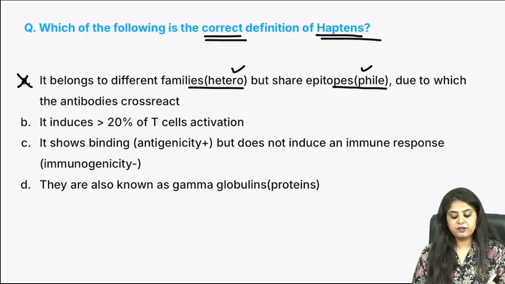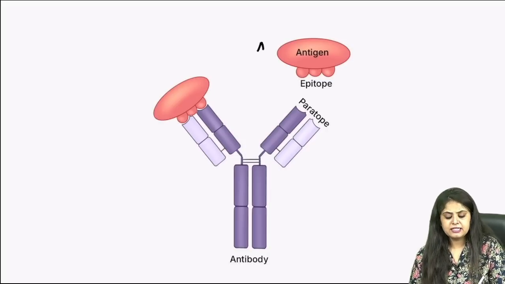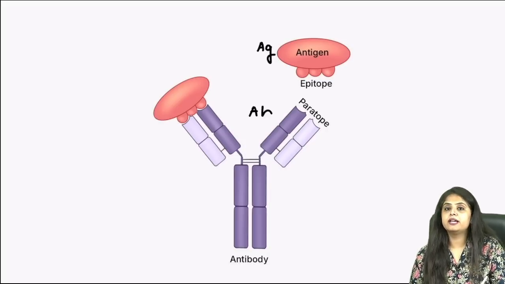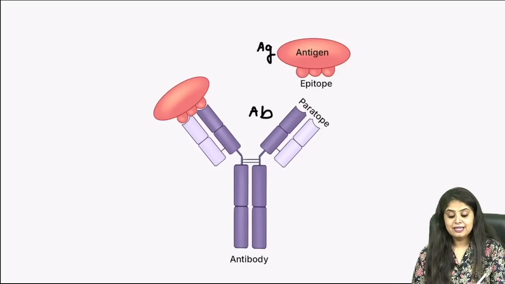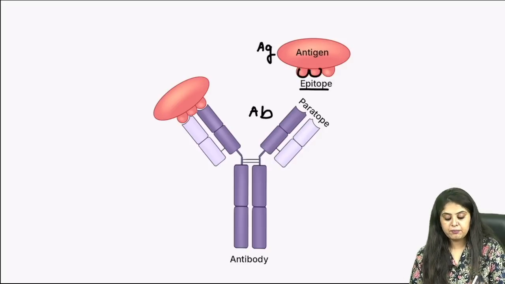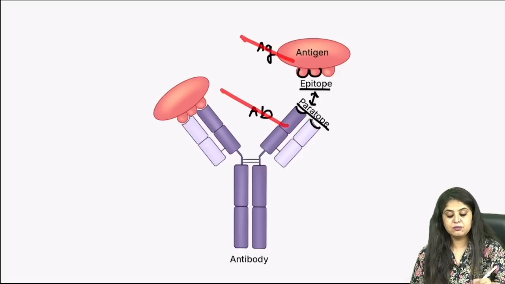What do you mean by heterophile antigen? For that, you first need to understand what are epitopes. Whenever you say antigen and antibody reaction has happened, it is not that the full antigen and the full antibody are going to bind to each other. No, the antigen has small parts called epitopes, and the antibody has an area that is called paratope. So it is the epitope and the paratope that is binding. Today onwards, don't call it antigen antibody reaction, call it epitope paratope reaction.